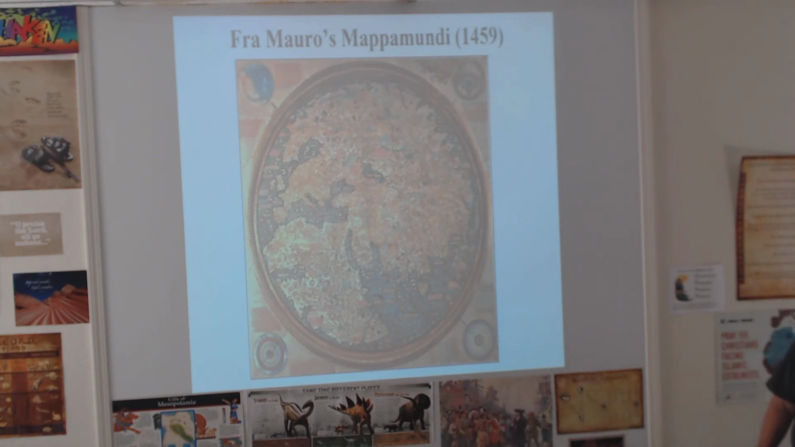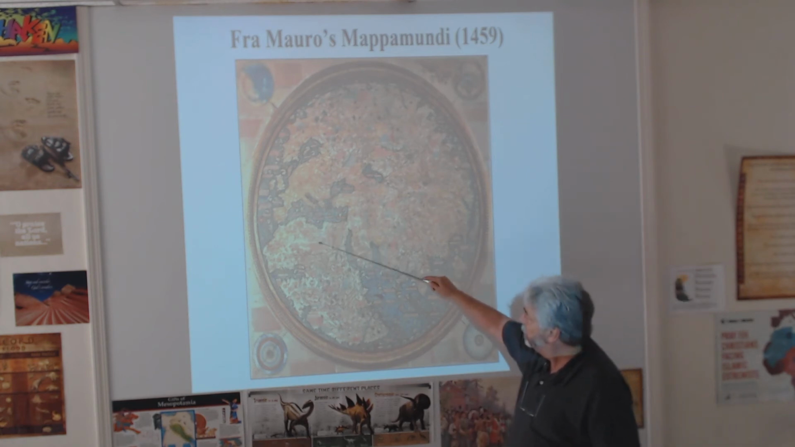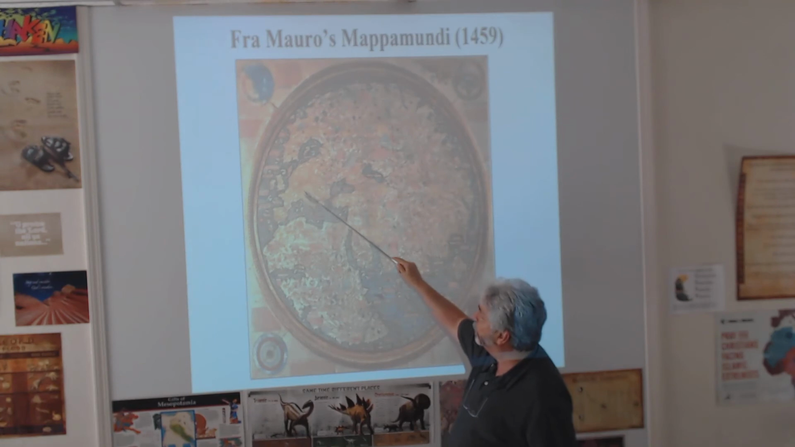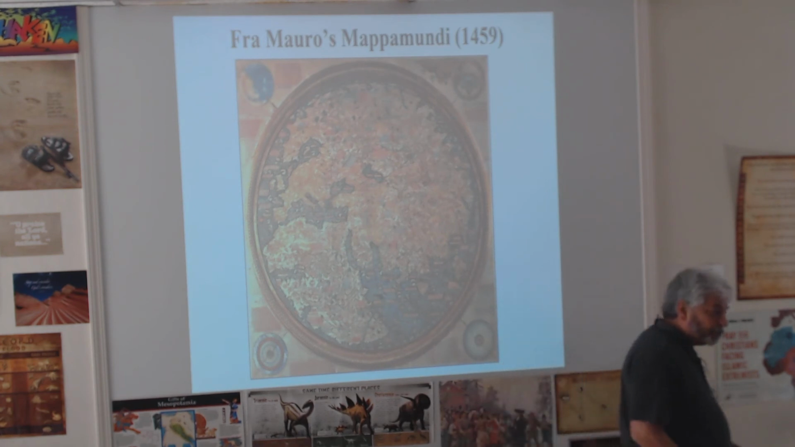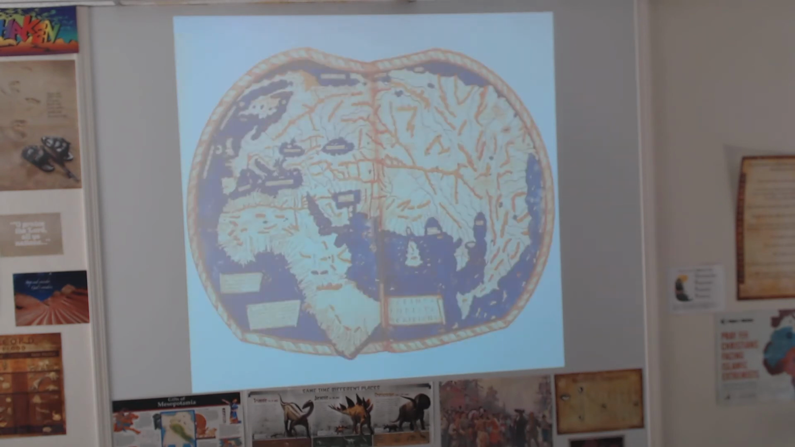And that's called the Fra Mauro's Mappa Mundi. You can see it's a map of the world as he sees it. It's kind of hard for you to see, but this is Asia. This is Africa. Here's Europe. You can see Spain and Italy very clearly here. So that part that was mapped out became known. That was in 1459.